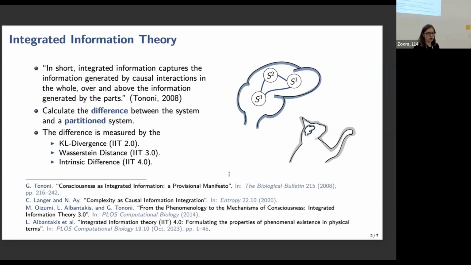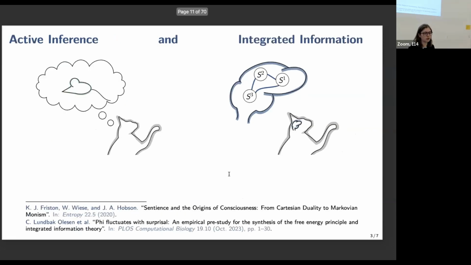We published a paper in 2020 about complexity as causal information integration. There we come from the information geometric perspective, and therefore we use the KL divergence, and I will define that measure in detail later. So now we have these two perspectives: active inference, which is concerned with representing the outside world in an internal generative model, and integrated information, which is more concerned with the causal mechanisms inside the brain. And the question is, how do we combine them, or why would we combine them?